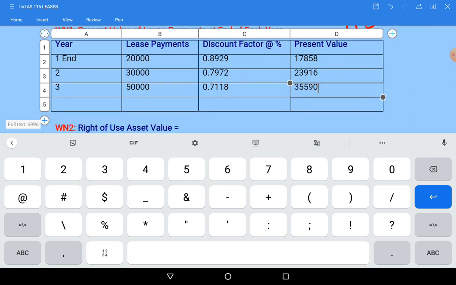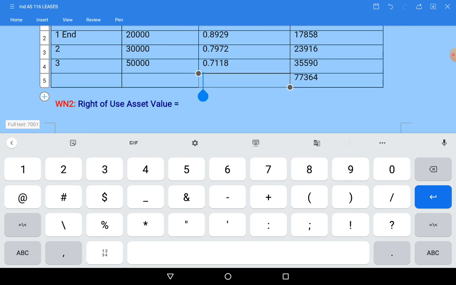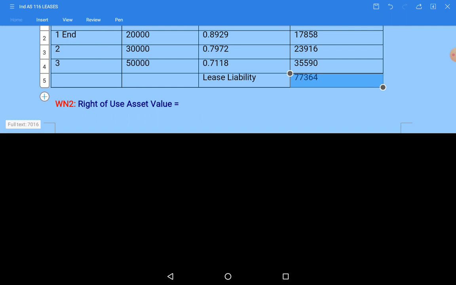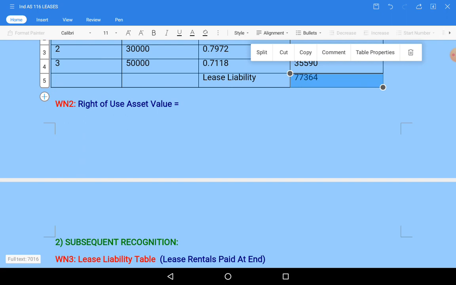So total present value will be 35,590 plus 23,916 plus 17,858. It becomes 77,364. This is your lease liability, the lease liability at the end of the 3 years. I'll highlight this one. Slowly we are doing, don't worry about anything.